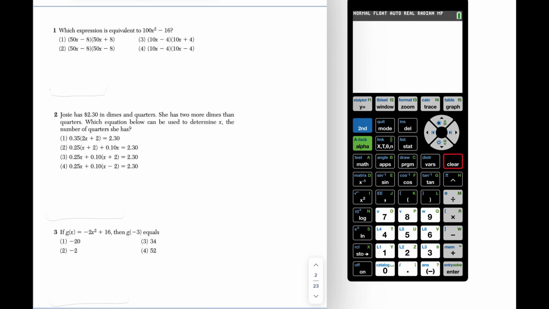Let's start with the answers for 1, 2, and 3. Our answers are 3, 3, and 2. Check and see if you got the same things. Stay here if you need to break it down.